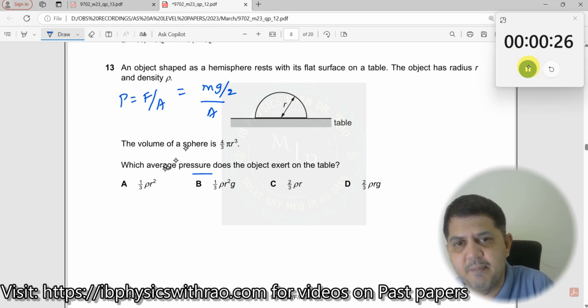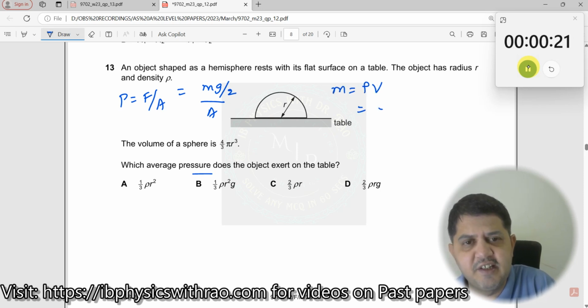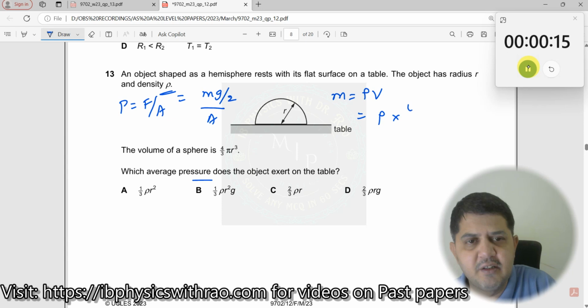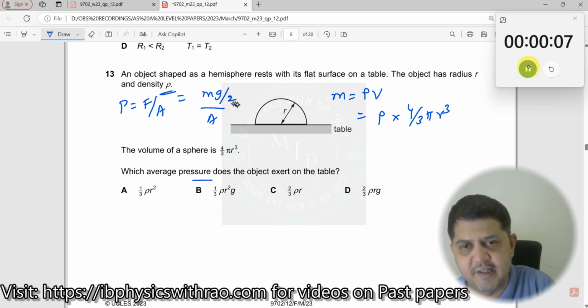Now, how do I write mass? Mass can be written as density into volume. Density is already given here. Volume is nothing but 4 by 3 pi r cube. So I can divide this by 2 to get the mass of this one, the weight of this, or the force acting on it. And area is nothing but pi r square. Now divide one by the other and substitute it.